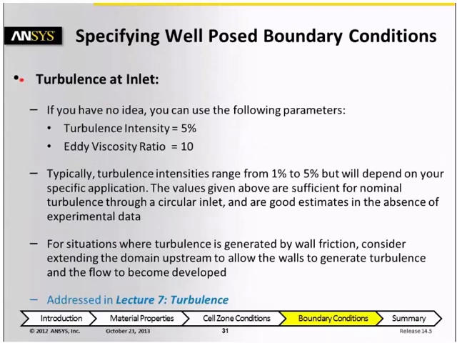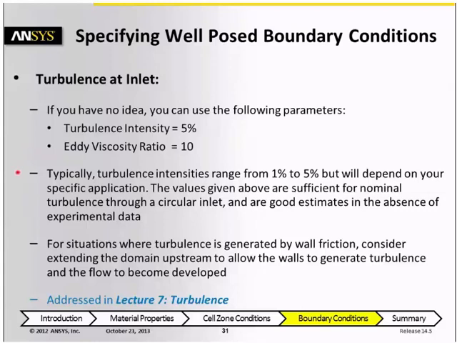Turbulence levels must be specified at all inlets and also anywhere there's backflow. This will be addressed in more detail in Lecture 7, but there are a few quick guidelines that we can provide here. If you have absolutely no idea, the following parameters are good for general use: choose intensity and viscosity ratio as the option, and use values of 5% intensity and eddy viscosity ratio equal to 10.